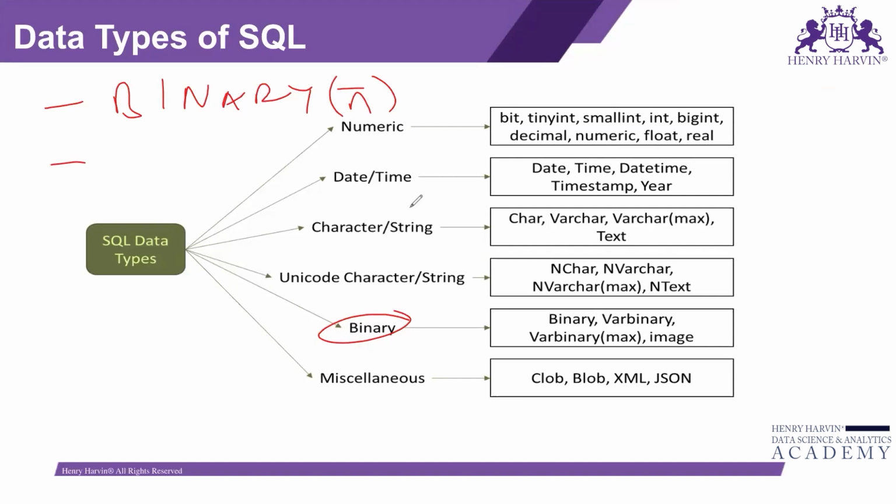Number two, in the binary data types, we have the variable length binary, what we refer to as the varbinary. Varbinary with n. So basically that represents the variable length binary with a maximum length, say n, in that manner.